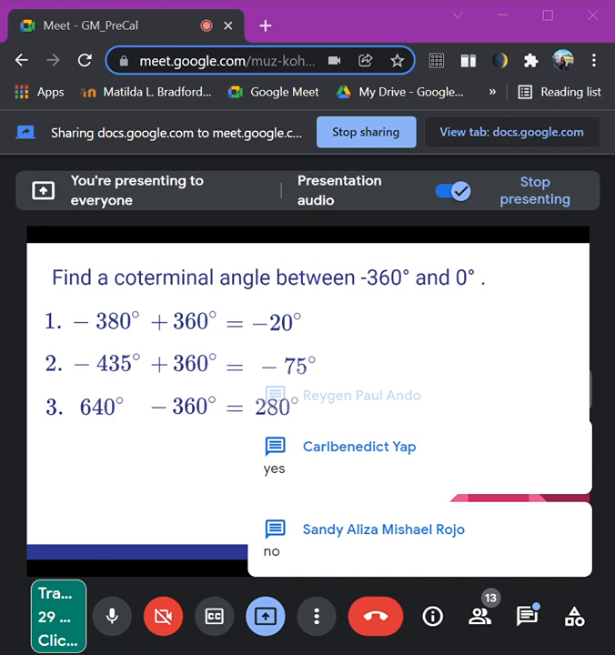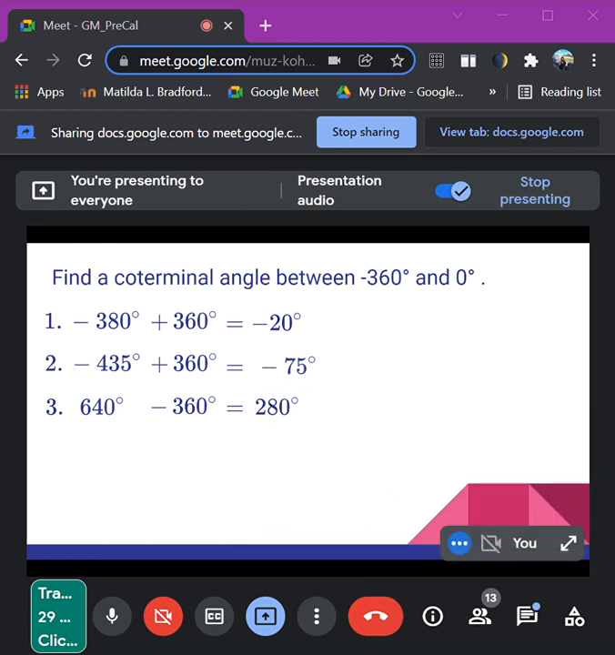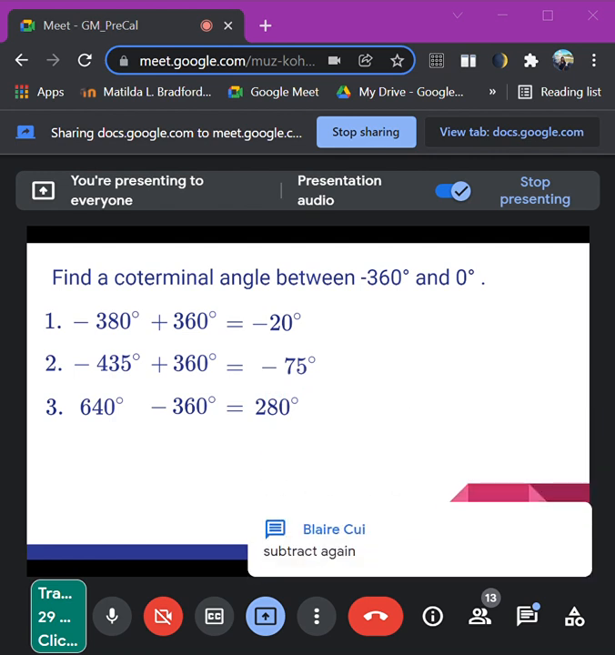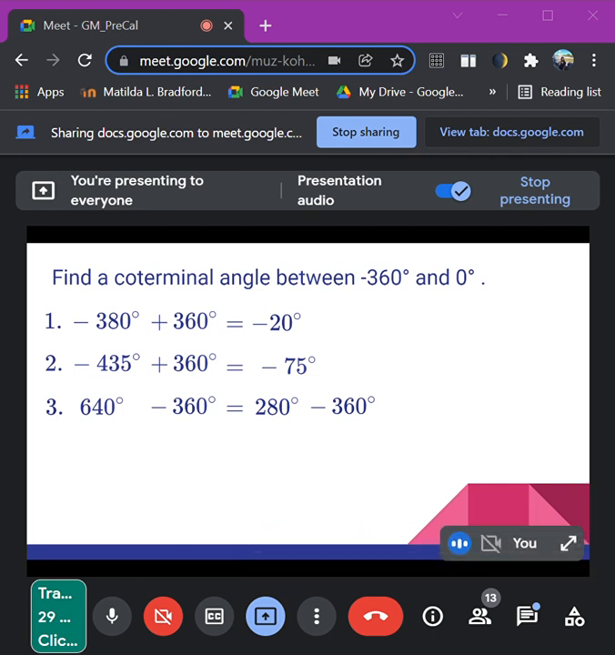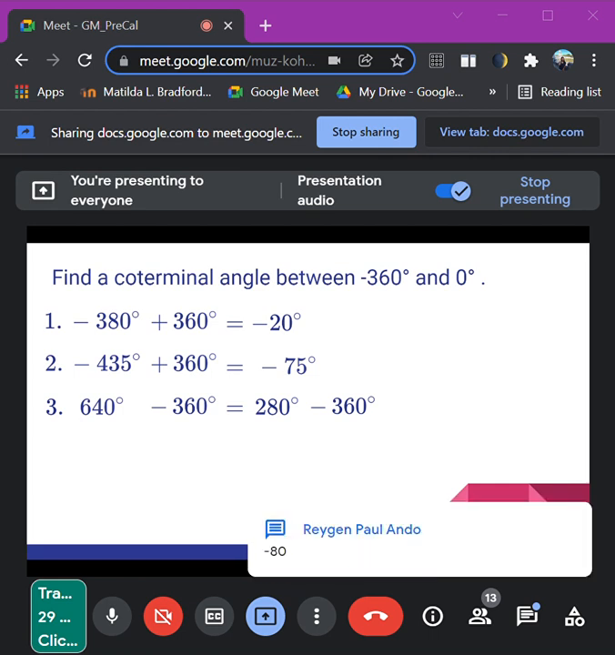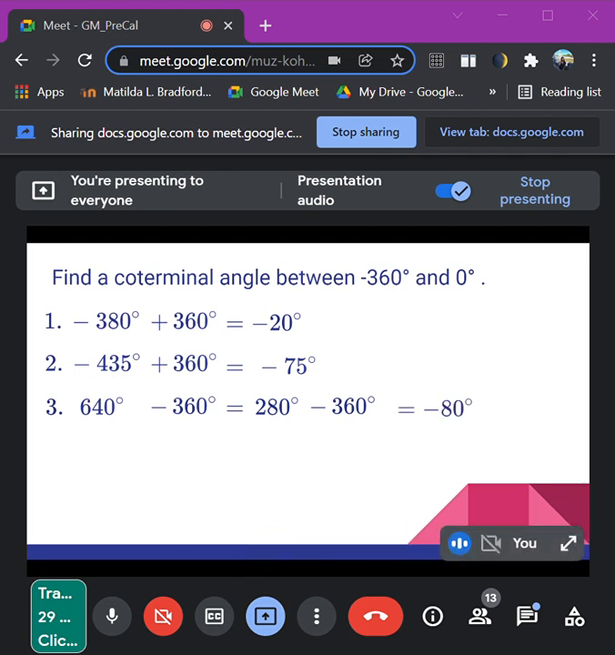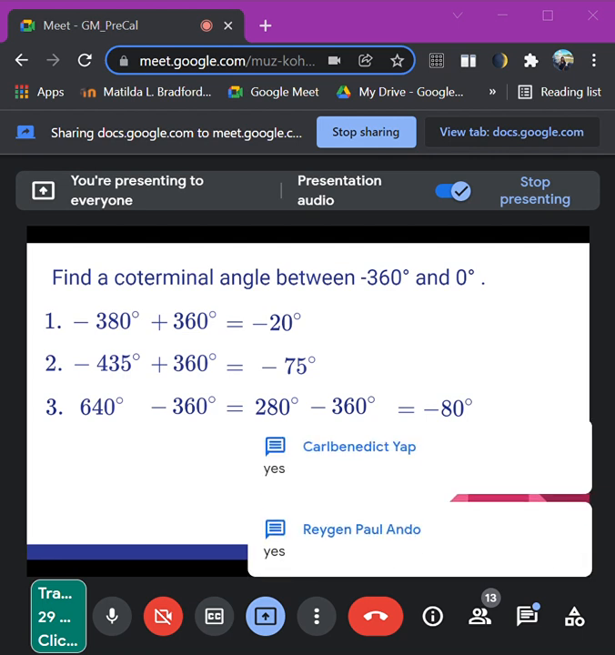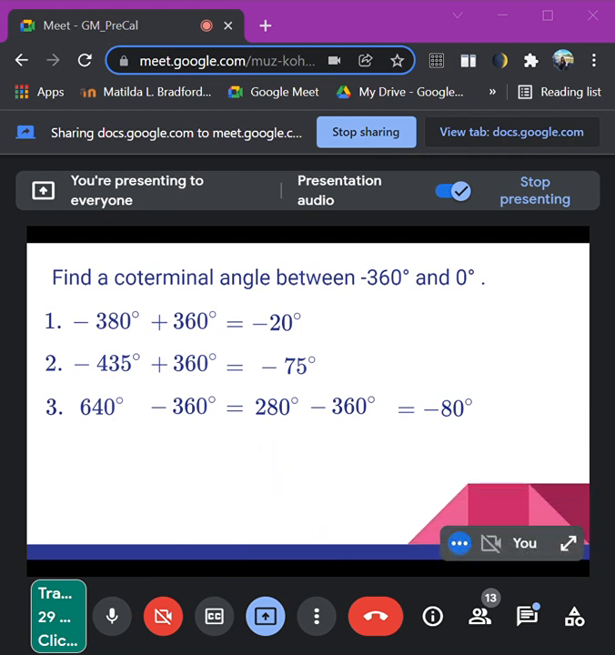So, what are we going to do next? Okay, subtract again. So, we're going to subtract 280 minus 360. What's the result? That is negative 80 degrees. For negative 80 degrees, is that our final answer? Okay, that is already the final answer since it is within the range. Very good. Now, let's go to the next one, class.